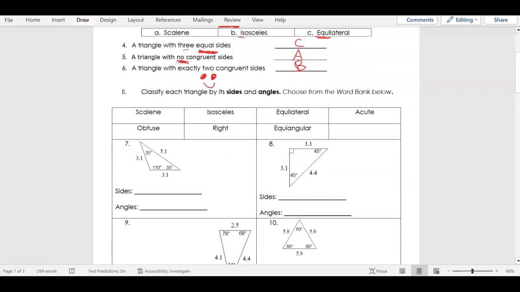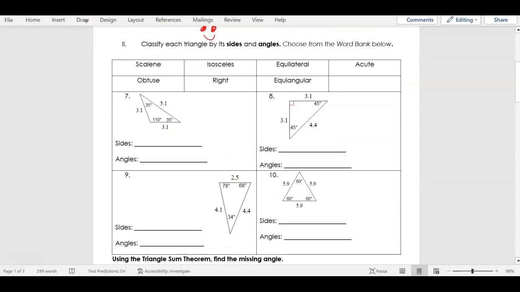All right, classify each of these by the sides and angles. Okay, so number 7, by the sides, I see I have 2 equal sides. This is isosceles. And the angles, one of them's bigger than 90, that's obtuse. Cool. Number 8, once again, looking at my sides, I have 2 equal sides, that's isosceles. And the angles, well, I have one right angle, so that is right.